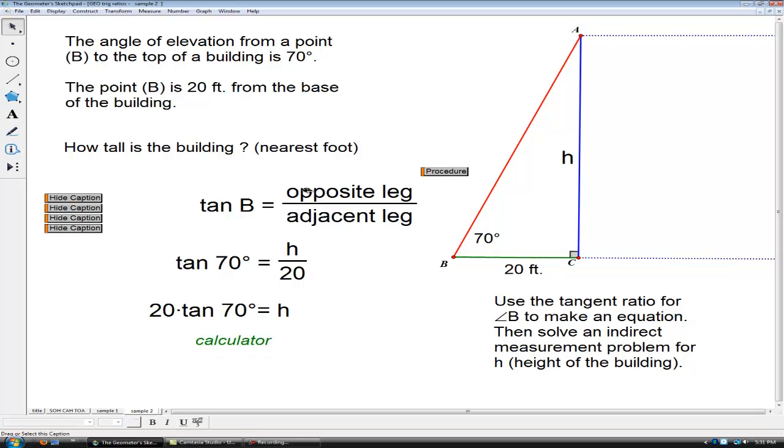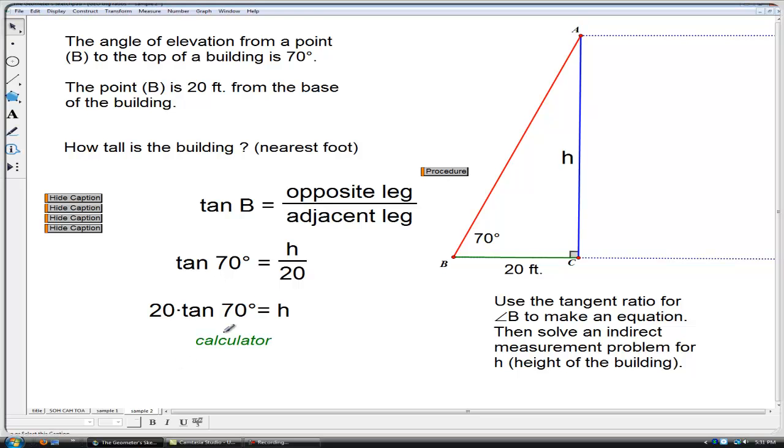Now when solving trig problems on your calculator, always check your calculator mode. There should be a choice between at least radian and degree mode, and right now I'm working with degrees, so I'm going to make sure I'm in degree mode on my calculator, which I am. And now I will input 20 multiplied by tangent of 70 degrees. And the decimal I'm going to round to the nearest foot, which is the nearest whole number, the nearest unit, and that is 56 for H. So my answer here is 56 feet.